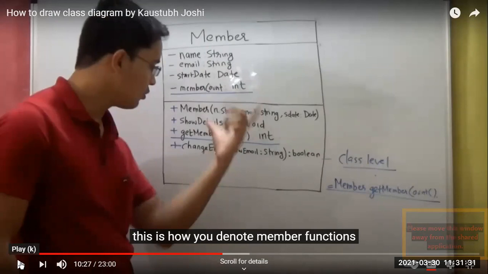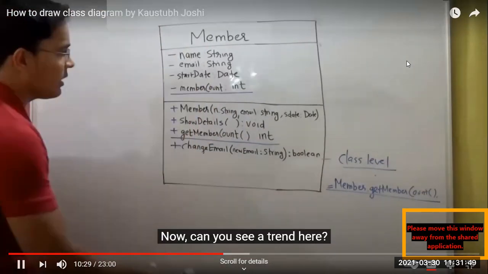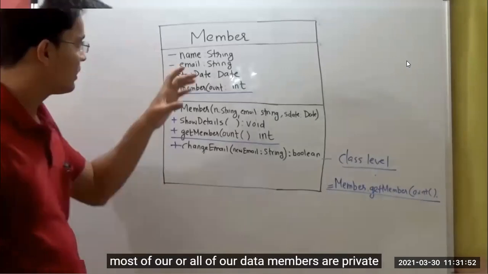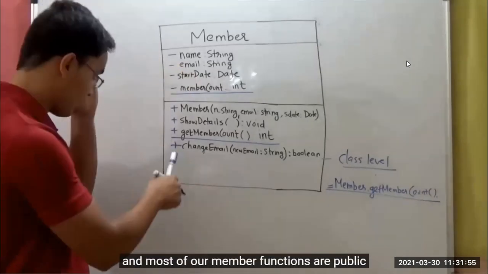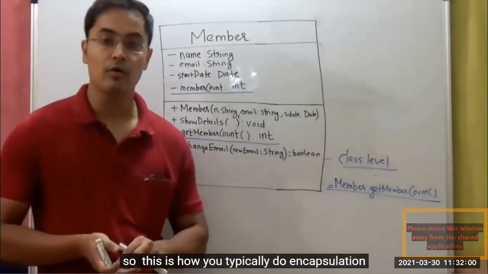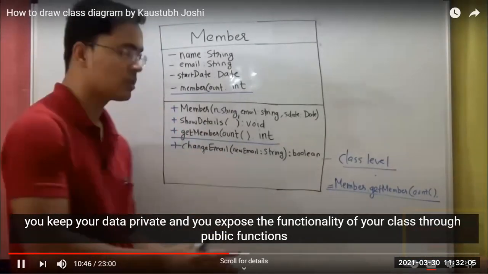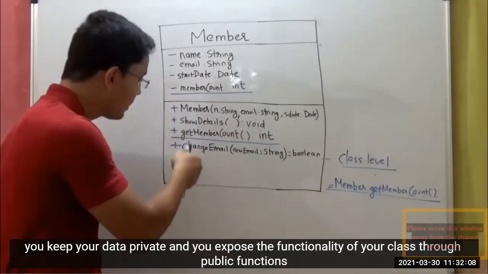Focus on the video along with the captions, the bottom line caption, so that you will get to know how to operate using the UML diagram to denote member functions. Can you see a trend here? Most of our or all of our data members are private, and most of our or all of our member functions are public, right? So this is how you do encapsulation. You keep your data private and you expose the functionality of your class through public member functions.